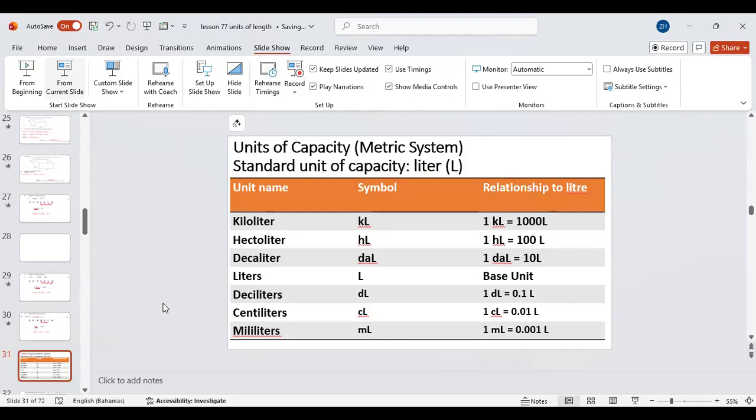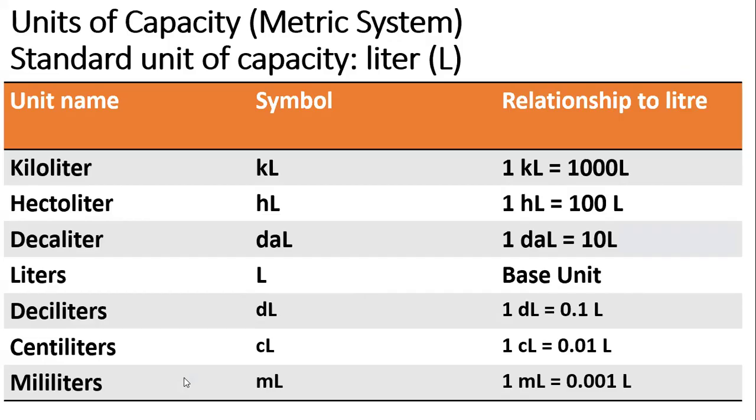All right, so we have milliliters. What is the symbol for milliliters? ML, M capital L. Very good. And then what is the symbol for kiloliters? KL, K capital L. Very good. What's the symbol for liters? Capital L. Very good. Let me ask a question. If I have 1 kiloliter, how many liters is that? 1,000 liters.